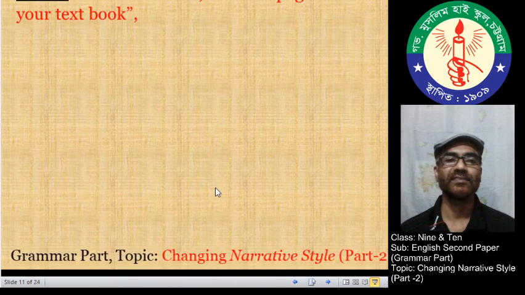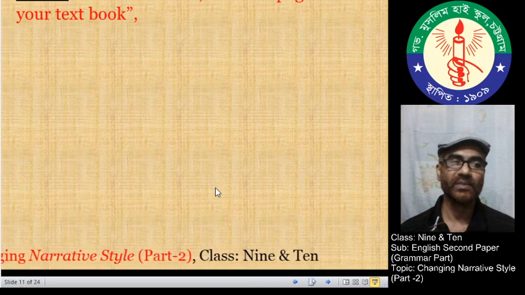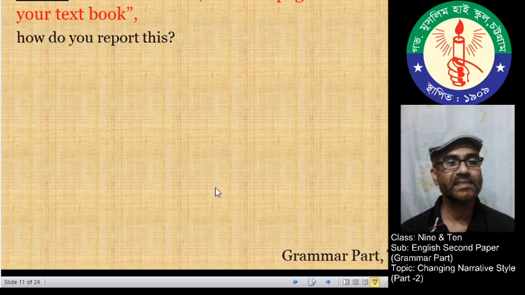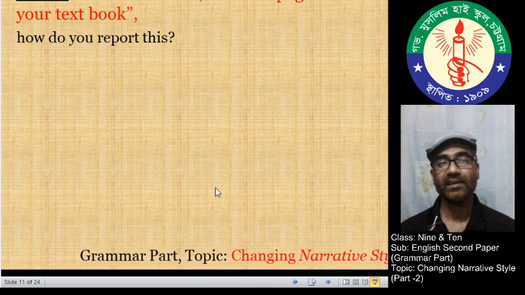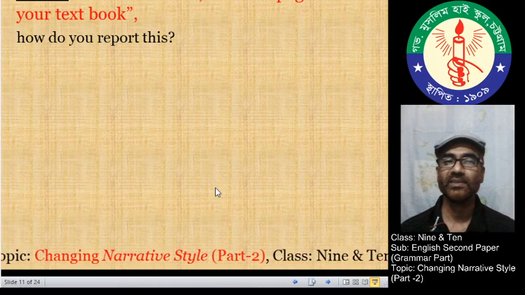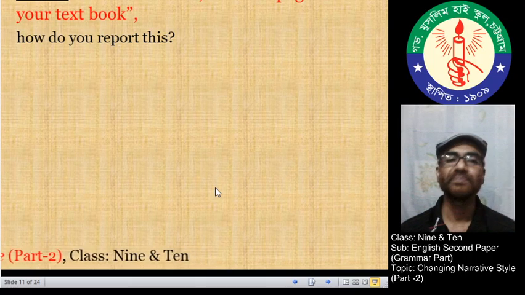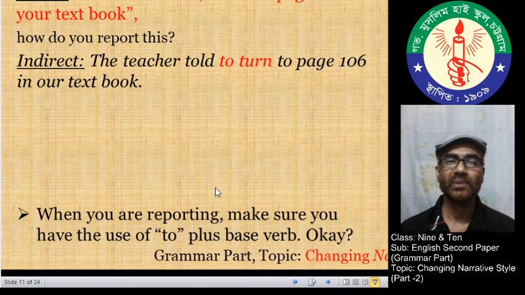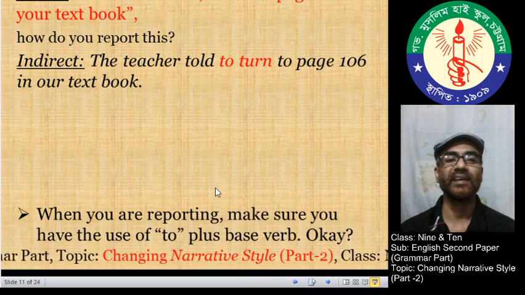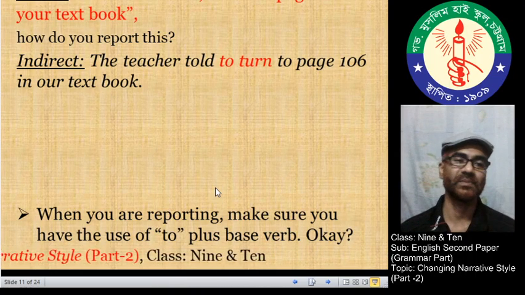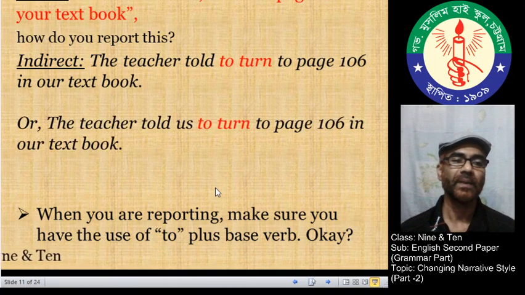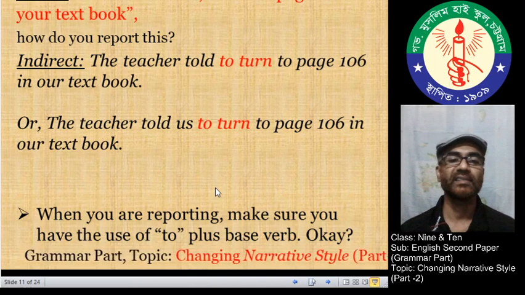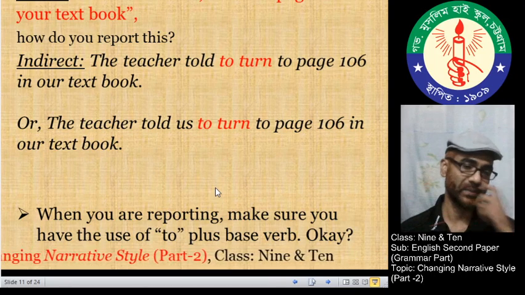The teacher said, turn to page 106 in your textbook. How do you report this? Indirect: the teacher told to turn to page 106 in our textbook. Or the teacher told us to turn to page 106 in our textbook.